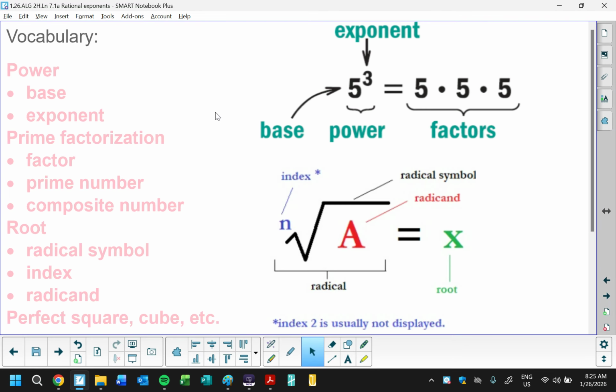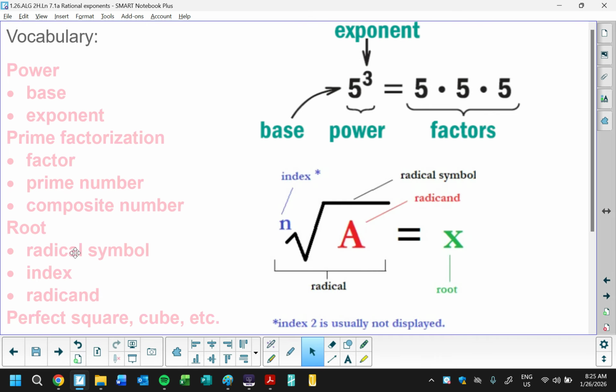Now, speaking of expressions, powers, roots, etc., let's review the vocabulary. Remember, this whole numeric expression is called a power. A power is made up of a base. The base is the number, the factor that is being repeatedly multiplied by itself. The exponent is what tells you how many of those are repeatedly multiplied.